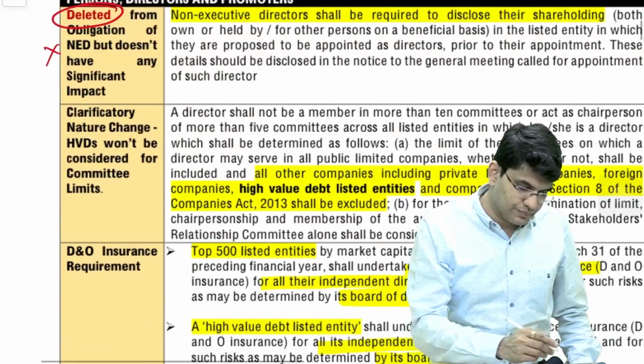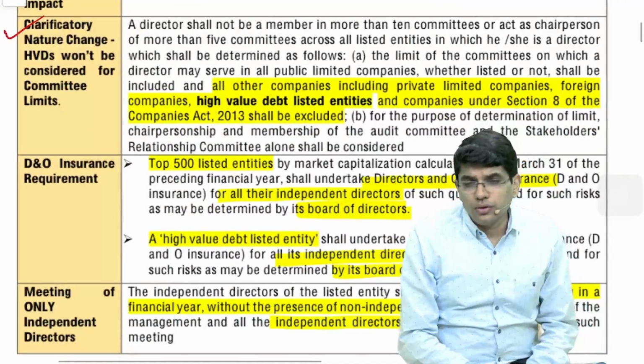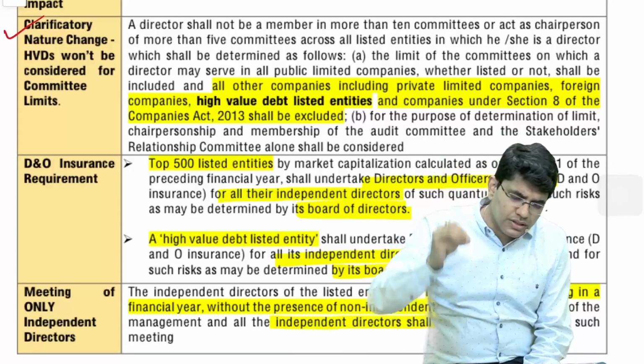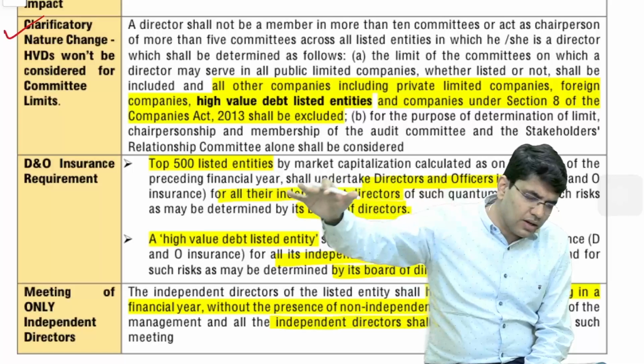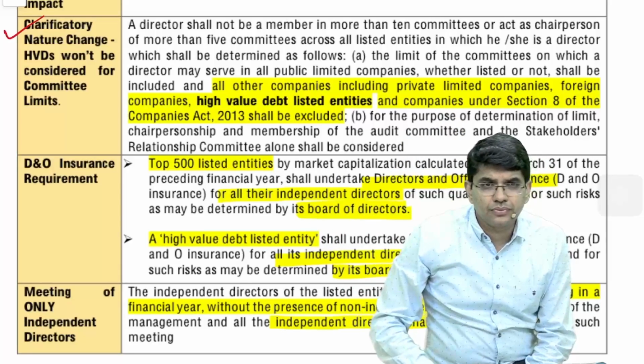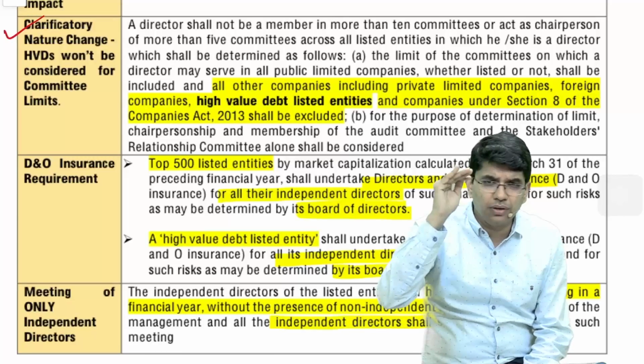Next. We all know that there's a requirement. A person can be a member in a maximum of 10 committees, and he can be chairman in a maximum of 5 committees. There's a maximum limit.